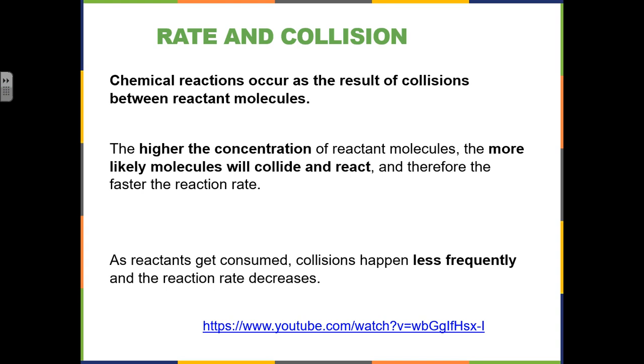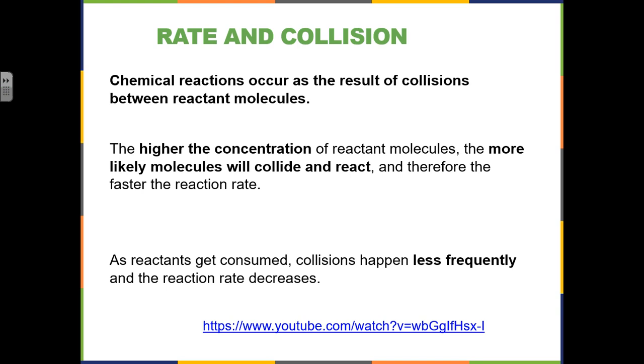Now, when we talk about rate and collision, chemical reactions occur as a result of collisions between reactant molecules. And in terms of chemistry, you want those collisions to be considered effective collisions, because although there are several reactions that occur, there has to be the perfect orientation, perfect scenario for many of these actual reactions to take place. And in some cases, they might collide, but it may not yield a reaction.